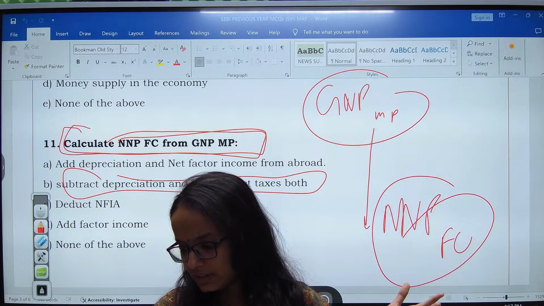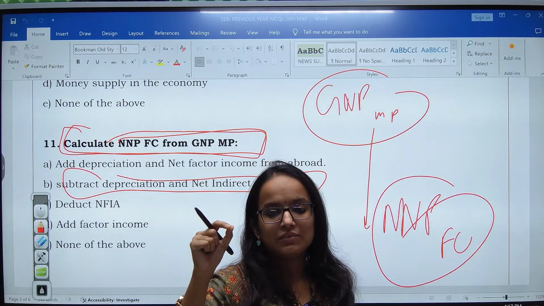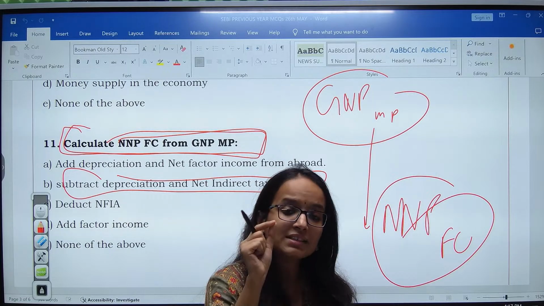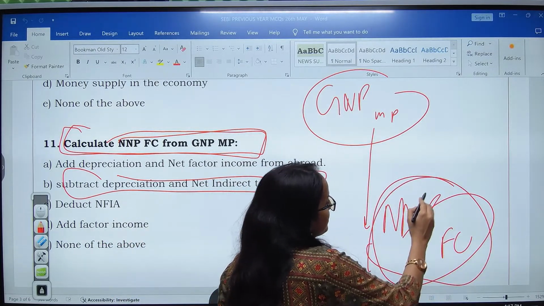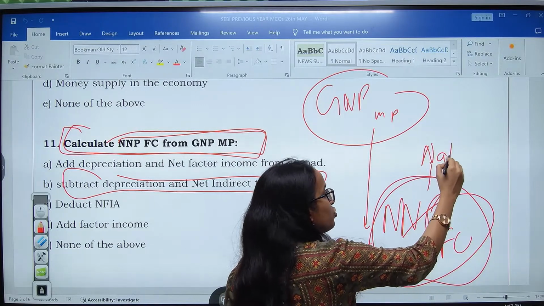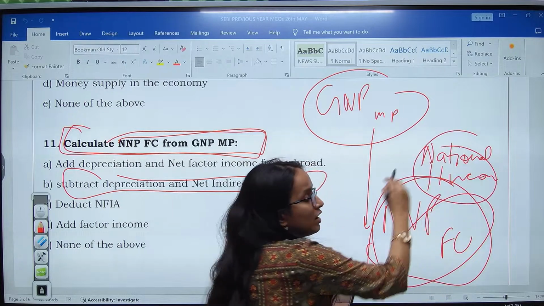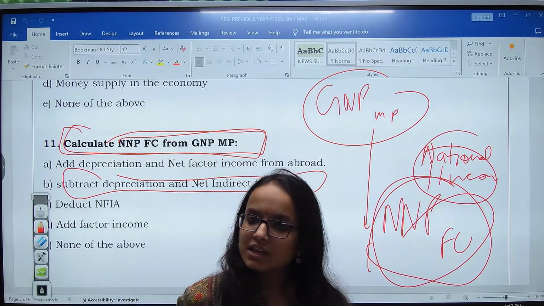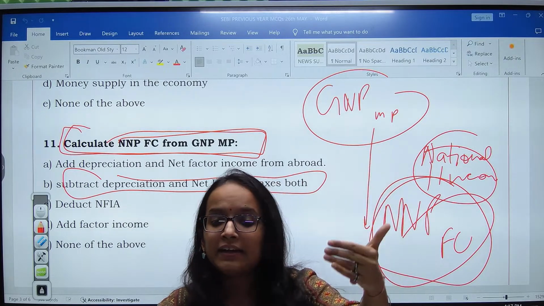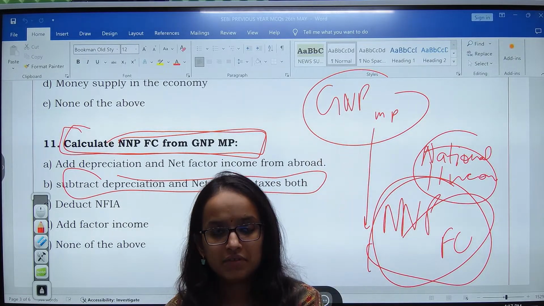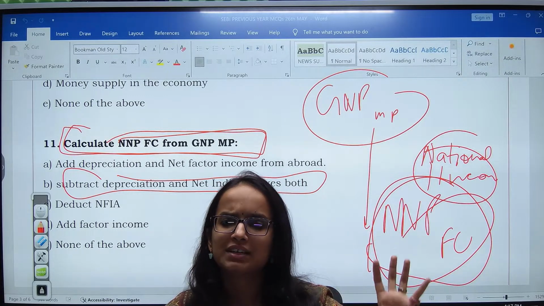Net means always subtract. Yes, national income. So when we say national income, the exact aggregate which represents the national income is NNPFC. First of all, you should remember this, okay? So NNPFC is your exact national income. Whatever aggregate is given to you, be it GDP, GNP, NDP, NNP, you can always derive national income from all these aggregates. You just need to know some of the basic concepts, right?